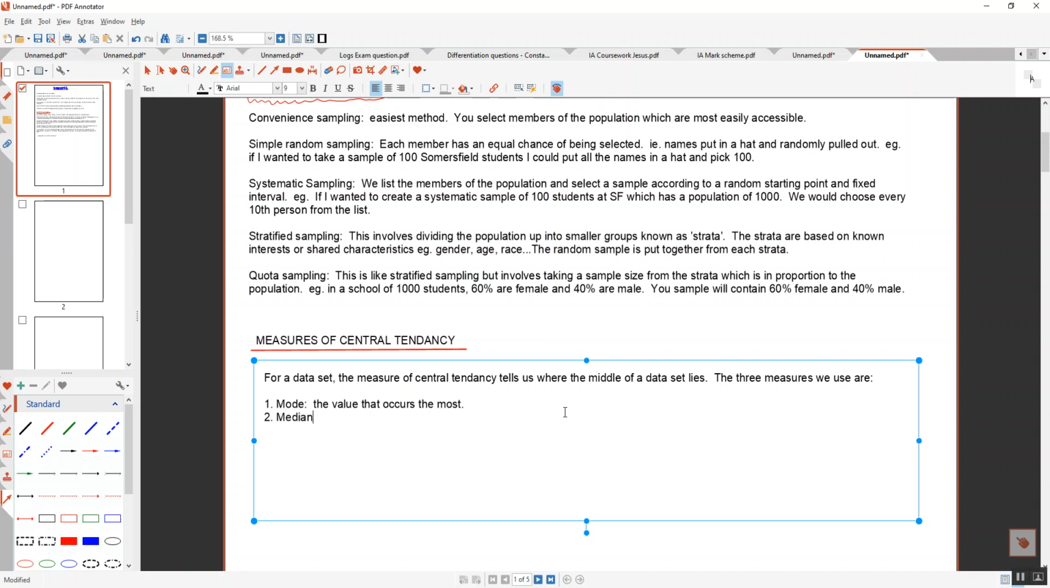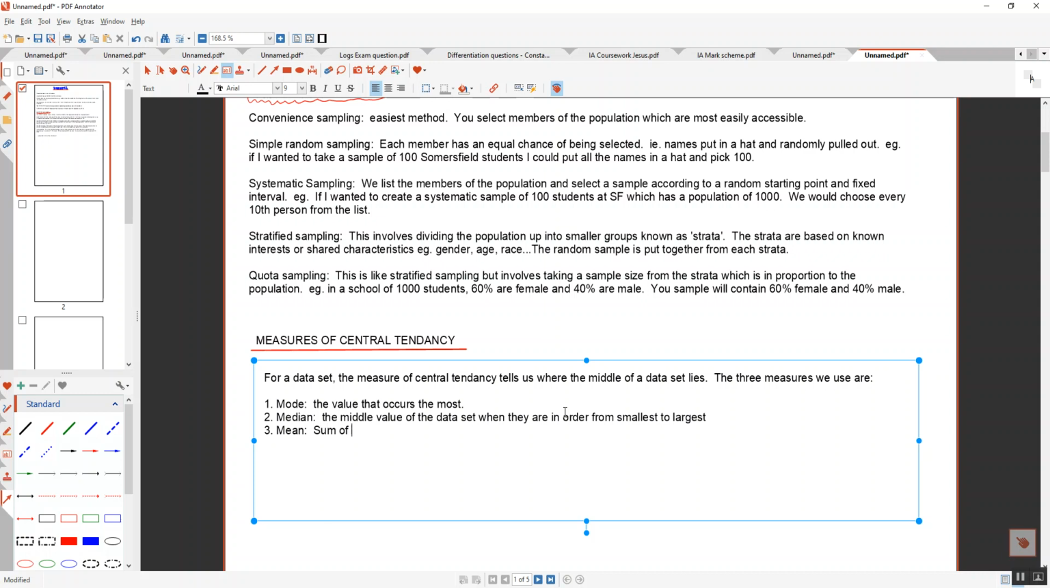The median is the middle of the data set. Yes, when they're all lined up, when they're all in order. So the middle value of the data set when they are in order from smallest to largest. And then the third one, the mean, which is the sum of all of the data divided by how many data.